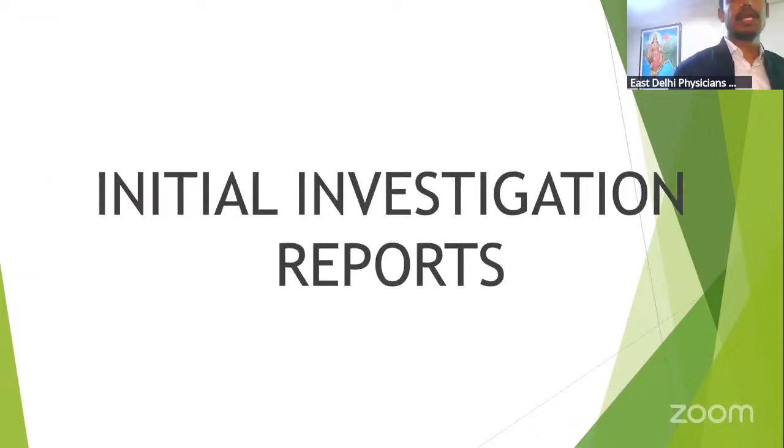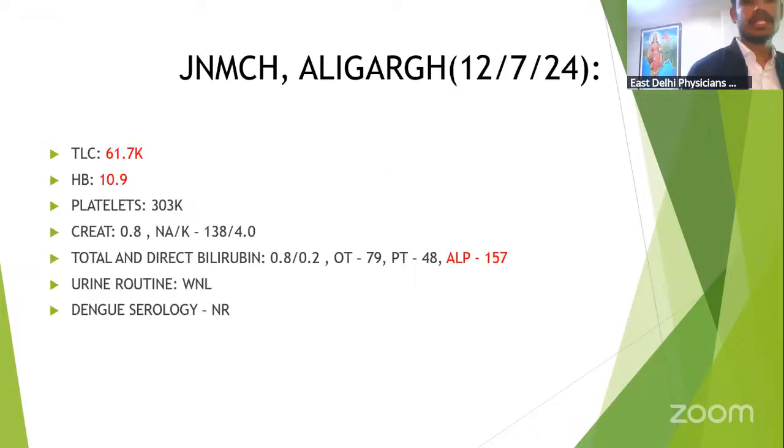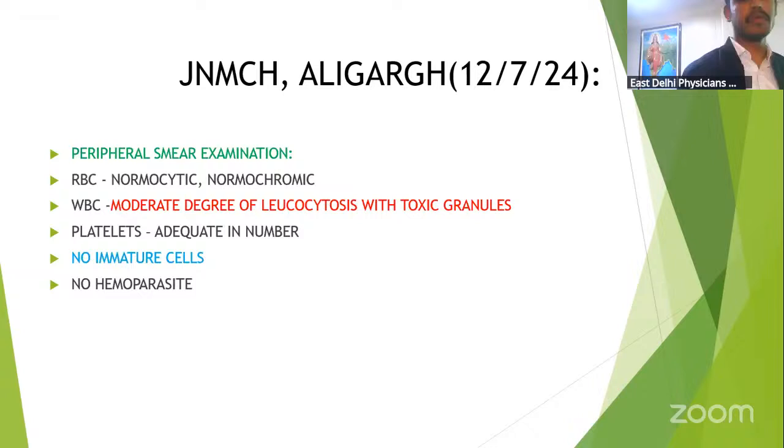Now, the initial investigation reports from the Aligarh Muslim University were as follows. The patient had a high TLC count of 61,000 and HB of 10.9. The rest of the kidney function was all normal. Liver function was largely normal except an elevated alkaline phosphatase of 157. The urine reports were normal. The dengue serology was negative. The peripheral smear showed normocytic normochromic picture and a moderate degree of leukocytosis with toxic granules. There were no immature cells and no hemoparasite.